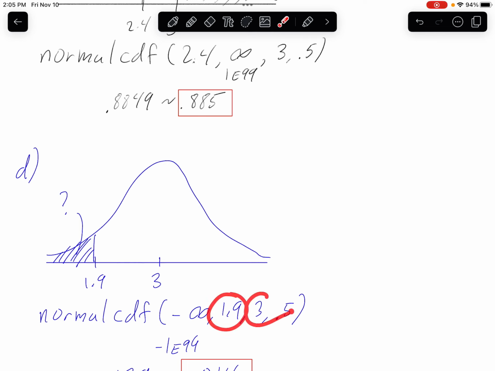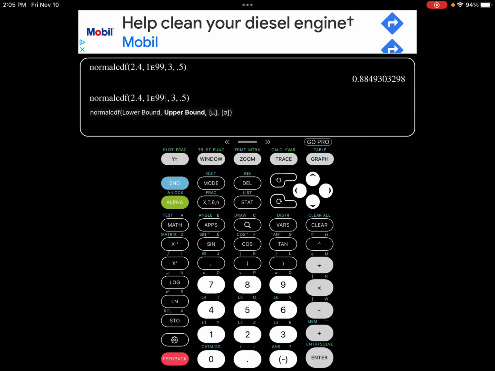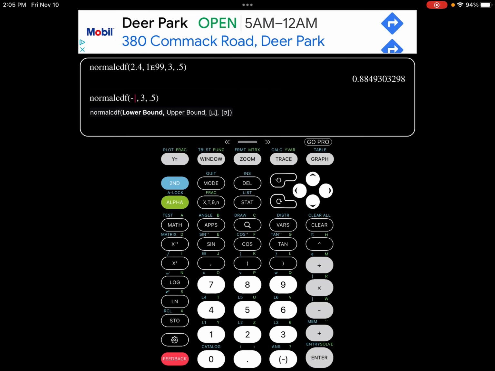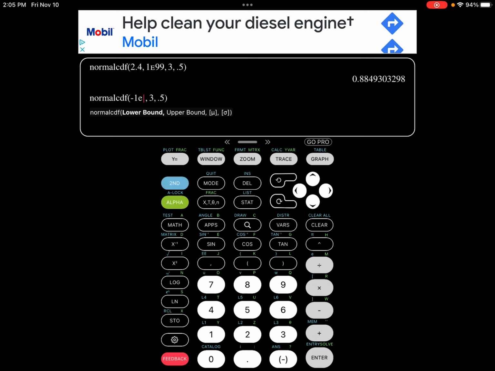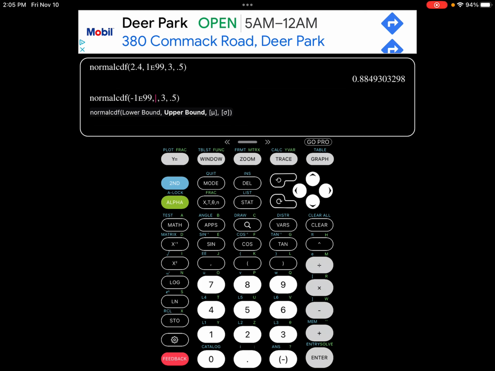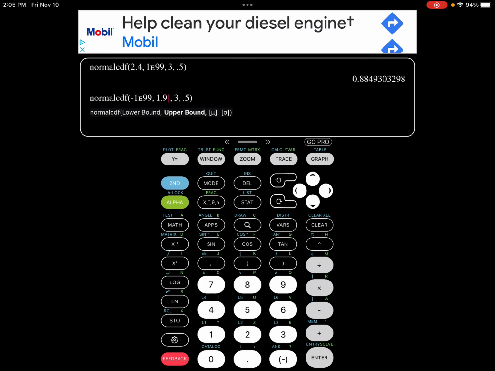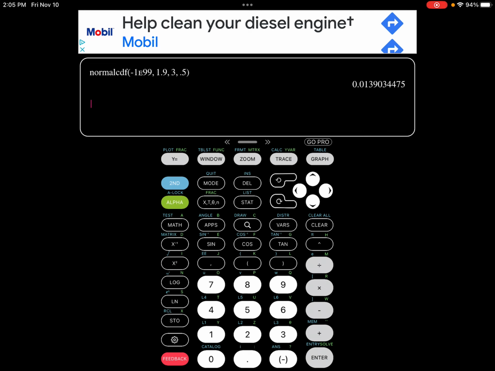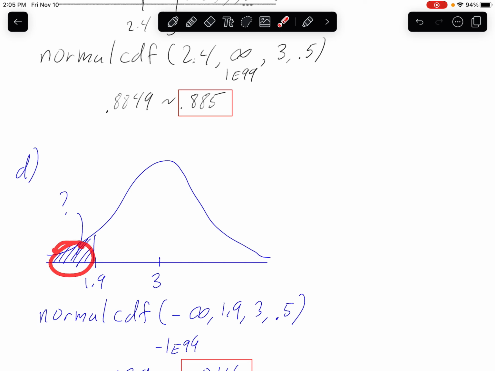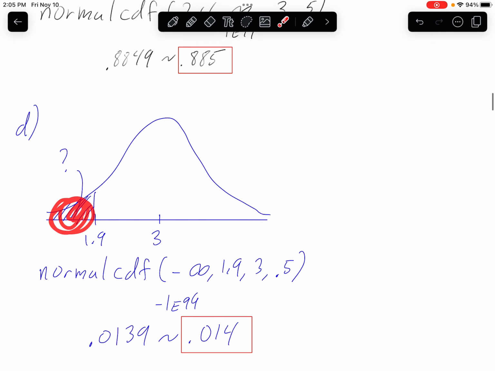So if we hit second and entry, that's going to give us what we put in before. And now we can put in a negative 1 to the 99th power, comma, 1.9 as our upper boundary. Remember, the negative button is next to the decimal point on a TI calculator. Not the same as the minus button for subtraction. So 0.014 is our probability. Right, the probability that a data value is going to fall in this region is about 1.4%.